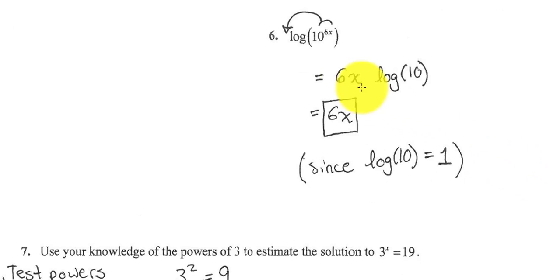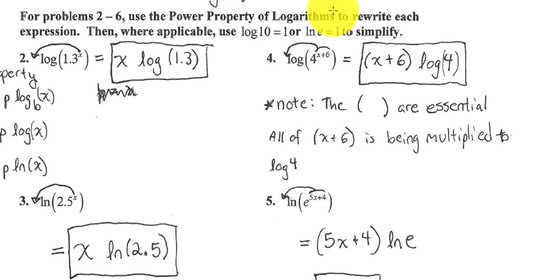And then the last one, we take the 6x and we place it in front of the expression. All right, 6x is my exponent, so I have 6x times log base 10 of 10. And again, log base 10 of 10 is equal to 1. So this is really 6x times 1, okay, because we were given this up top here. Log base 10 of 10 is equal to 1.